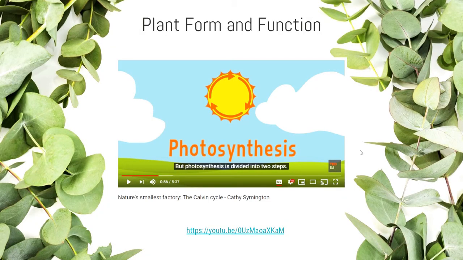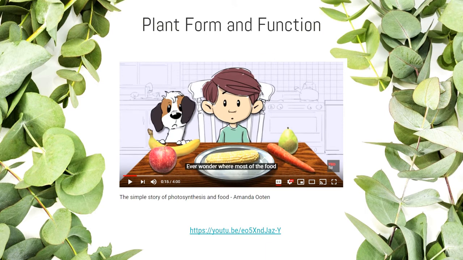We've mentioned that plants are very adept at performing photosynthesis. It's actually their major characteristic. Now, to learn more about photosynthesis, or to just recap what you've learned about photosynthesis in grade 8, I recommend that you watch this video from TED Ed, Nature's Smallest Factory, the Calvin Cycle. I'll provide the link in the description below. This one also, a simple story of photosynthesis and food, still from TED Ed. Very informative. Again, you can find the link in the description below.